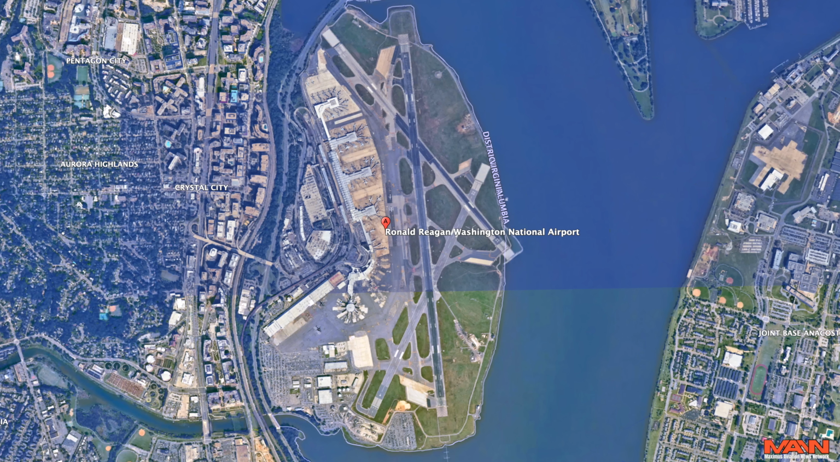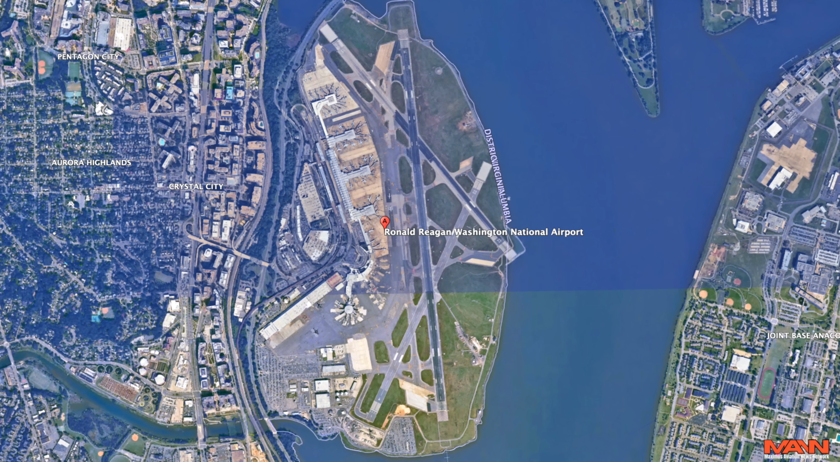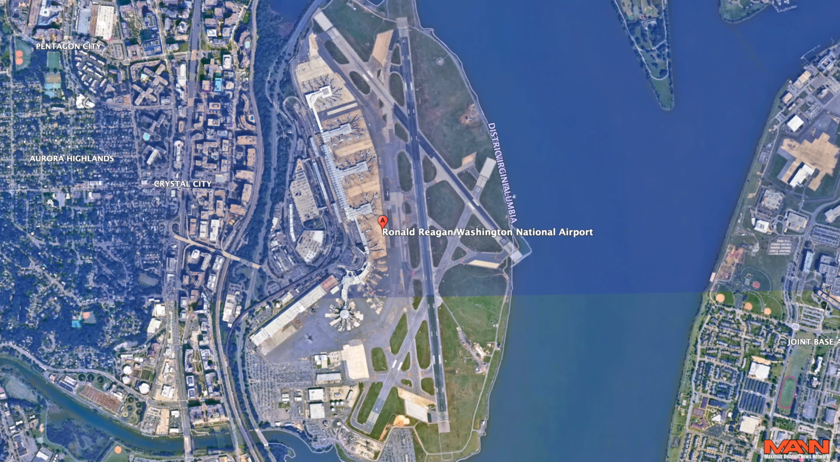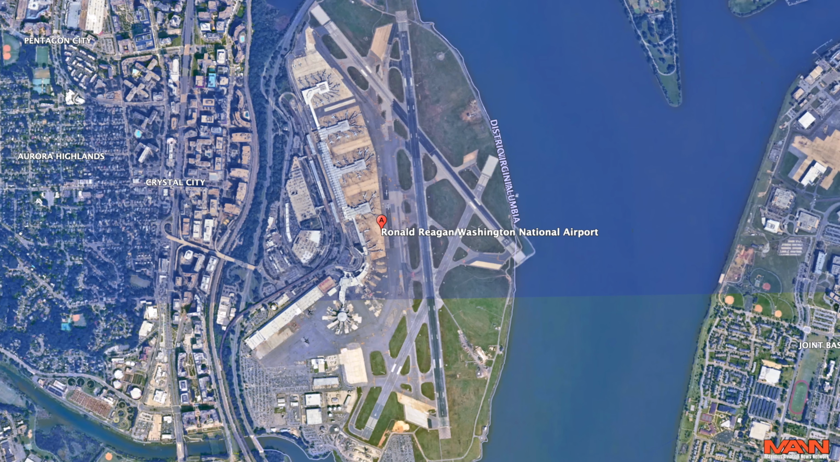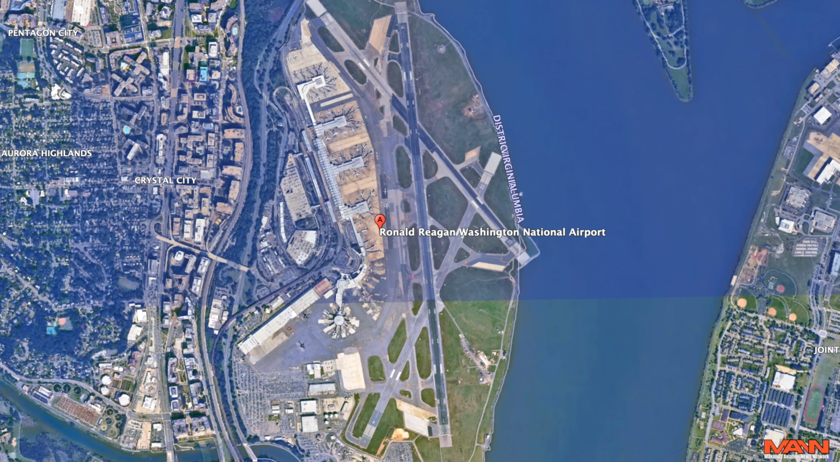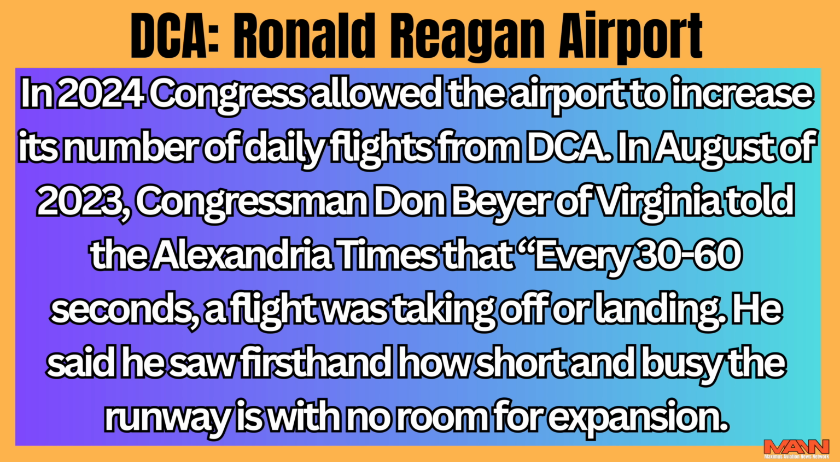Additionally, Reagan has runway configurations that are no longer used in contemporary airports with intersecting runways. The situation is exacerbated by the fact that the airport's main runway is half the length of the standard 13,000 feet, resulting in the compact scheduling for takeoffs and landings. However, despite all of that, in 2024, Congress allowed the airport to yet again increase its number of daily flights from DCA. In August of 2023, Congressman Don Beyer of Virginia told the Alexandria Times that every 30 to 60 seconds a flight was taking off and landing. He said he saw firsthand how short and busy the runway is with no room for expansion.